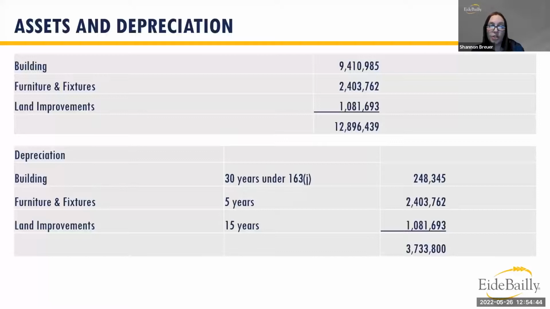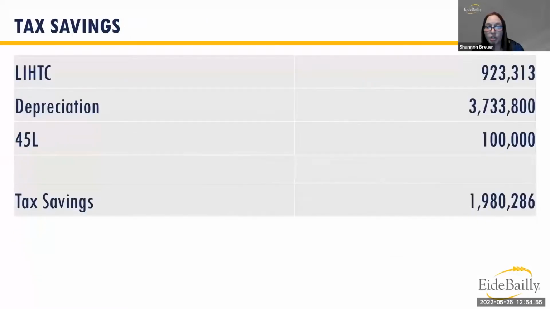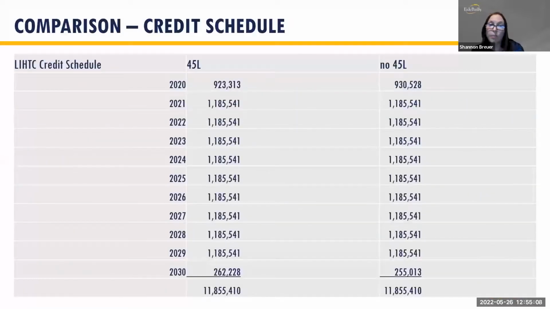When it comes to depreciation, in this project, this deal had $1,296,439 in depreciable assets with first year depreciation of about $3.7 million. And then when you combine the depreciation with the low-income housing and the 45L credits, the potential tax savings was almost $2 million for the year. So had the project not had a cost segregation study or 45L credits, it would have looked a lot different.